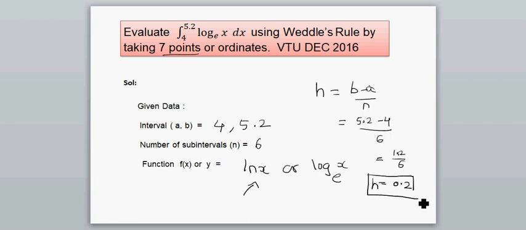Now you have to add the step size h continuously, starting from 4 up to 5.2, so that you get the points. Let us calculate the points here. The first one is 4, as given in the problem, 4 to 5.2. Adding the step size h of 0.2, it is 4.2. Once again adding 0.2, you get 4.4. Next 4.6, next 4.8, next 5.0, and next 5.2. These are basically the x values.